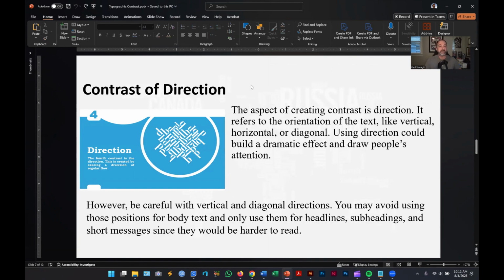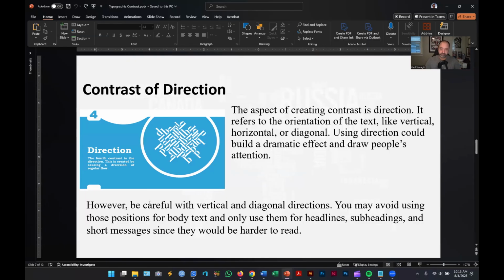Direction. Now, this is another thing. So, we're stepping out of something that we're really familiar with. The aspect of creating contrast is direction. It refers to the orientation of the text, like vertical, horizontal, diagonal, even backwards. Using direction could build a dynamic effect and draw people's attention. So, for example, even looking here at this whole setup of different lowercase b's or p's, they're actually b's. I know they are. Sorry, D as in direction. They become very appealing because they're all in different directions and they grab your attention, right?